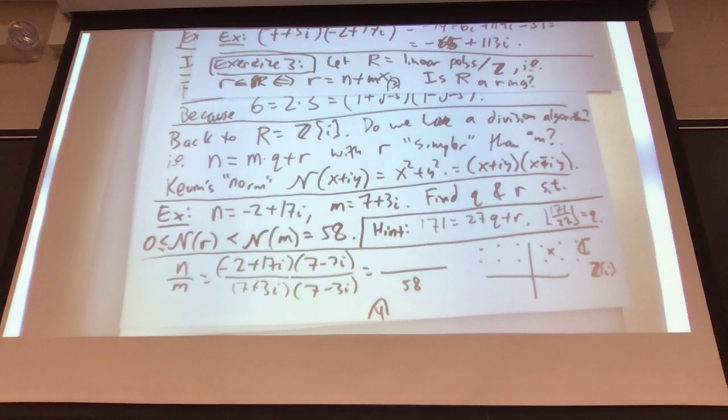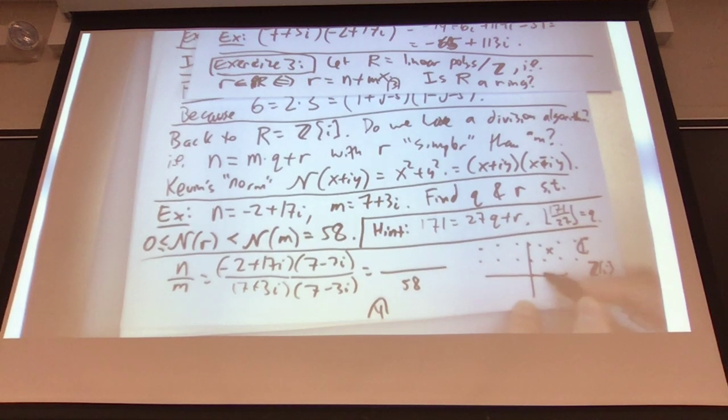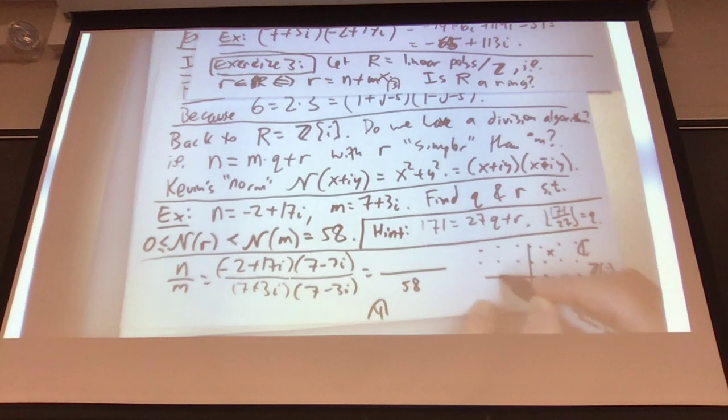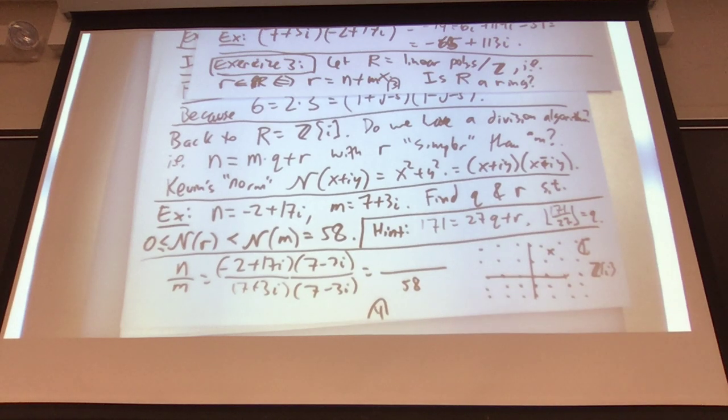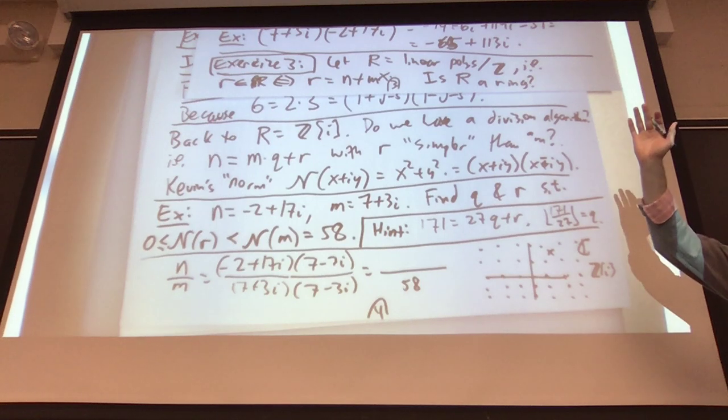This might be a stupid question, but can x be 0? Sure. Yeah. Sorry, I didn't put dots here. These are all Gaussian integers. Not a stupid question. It can be negative. These are the Gaussian integers sitting inside the complex plane. Who has now finished the computation?